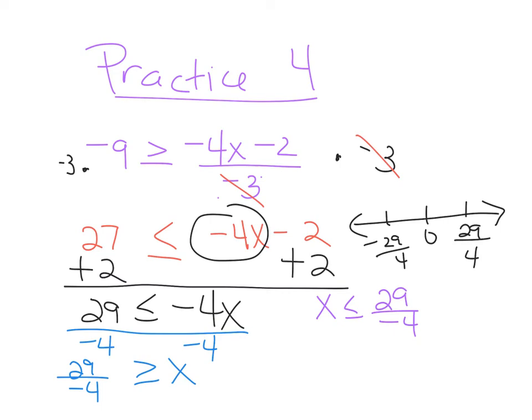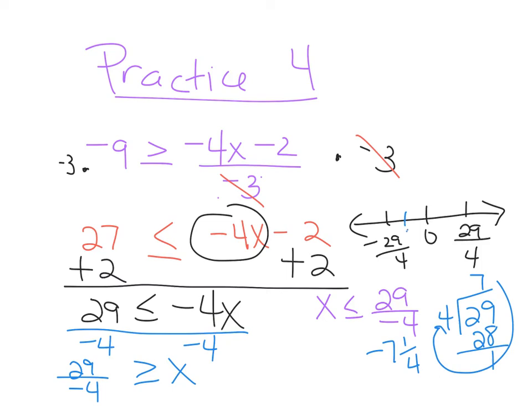Again, you could take your calculator and take 29 divided by 4. Or if I ask myself, 4 goes into 29 7 times, and I get 28. If I subtract, I get 1. So technically, 29 over negative 4 is negative 7 and 1/4. So what two whole numbers does negative 7 and 1/4 fall in between? Negative 7 and negative 8. Not negative 6, negative 8. So here's negative 7, here's negative 8. And then I'm going to do a closed circle, and I'm going to shade to the left.